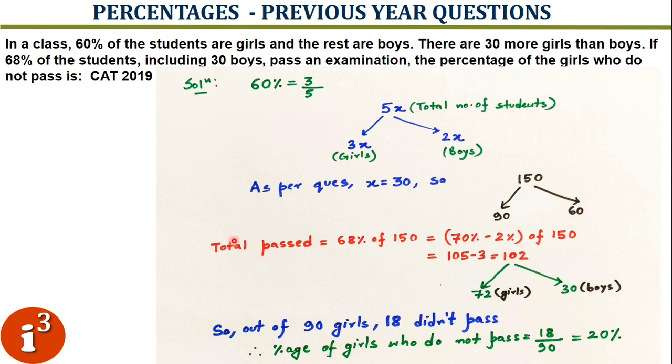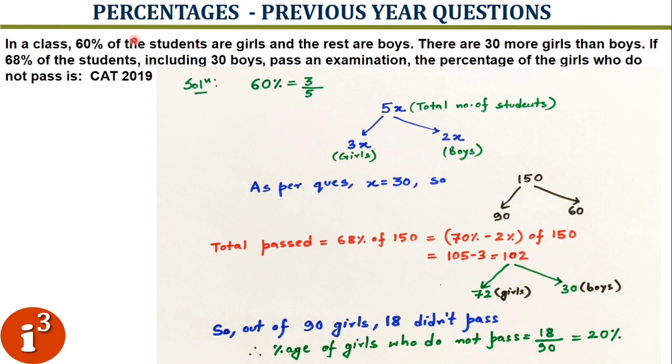Now, what is the passing percentage? It is given 68% of the students. So 68 percent of 150. How do you calculate 68 percent? It's always easy to break it. 70% minus 2% is 68%. So 70% of 150 means 7 into 15, it's 105. 105 minus 2% of 150. 1% of 150 is 1.5, 2% is 1.5 into 2 is 3. So you subtract 105 minus 3, directly get 102. Means 68% of 150 is 102.